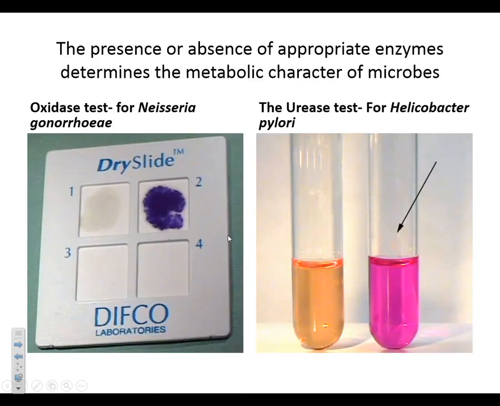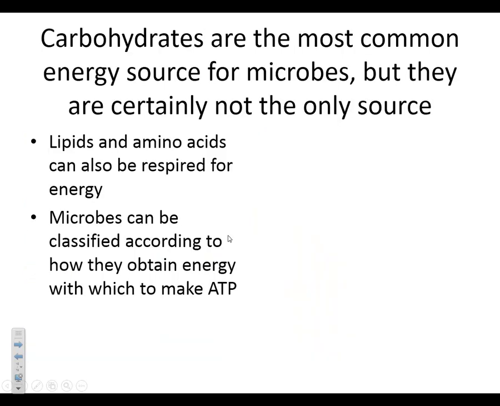All right. So the presence or absence of appropriate enzymes determines the metabolic character of microbes. We've talked about this before, yeah? Well, if that's the case, how do I end up breaking down the milk and the yogurt and the kiwi fruit and the Cheerios themselves, and the rice checks and the bananas and the strawberries?